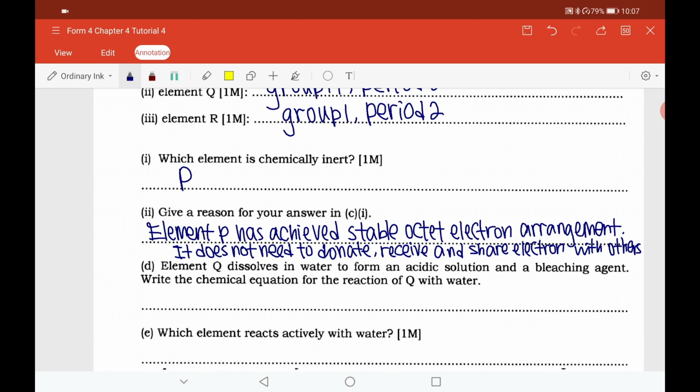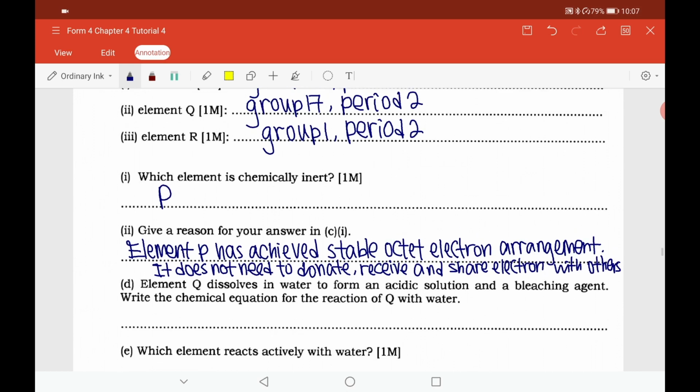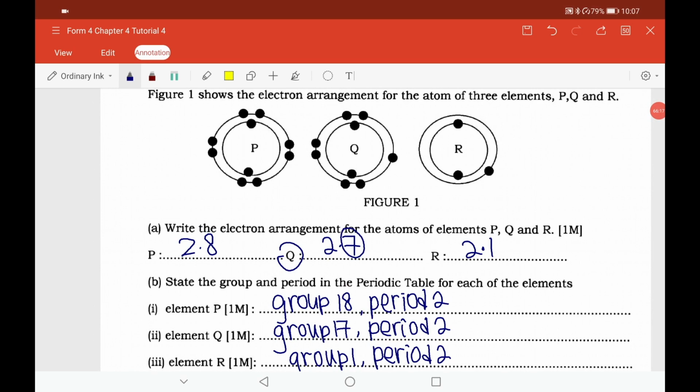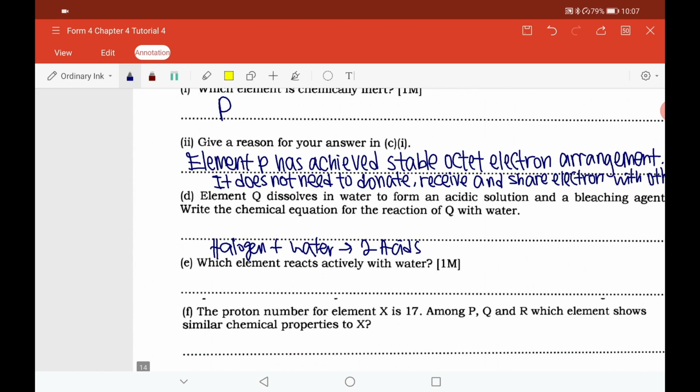Alright, so next one. Element Q can dissolve in water to form acidic solution and a bleaching agent. Write the chemical equation for element Q with water. So what is the element Q here? We know element Q has 7 valence electrons, so it is group 17. Group 17 can react with water. Remember, when group 17, when halogen reacts with water, you will form 2 acids. So what is the formula here? We can use chlorine to predict. Chlorine is Cl2, and the water is H2O.